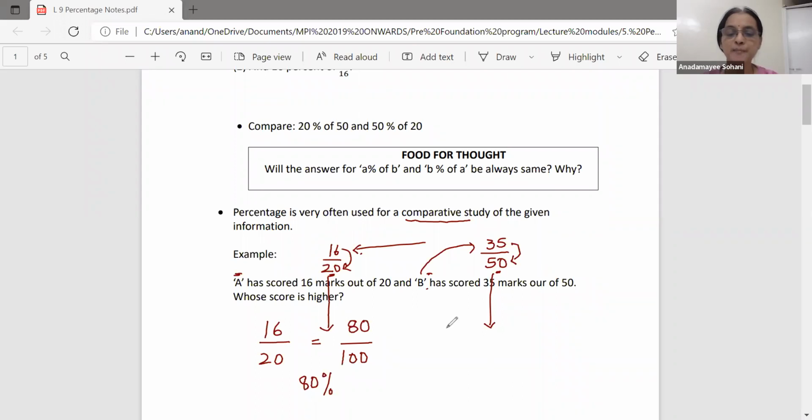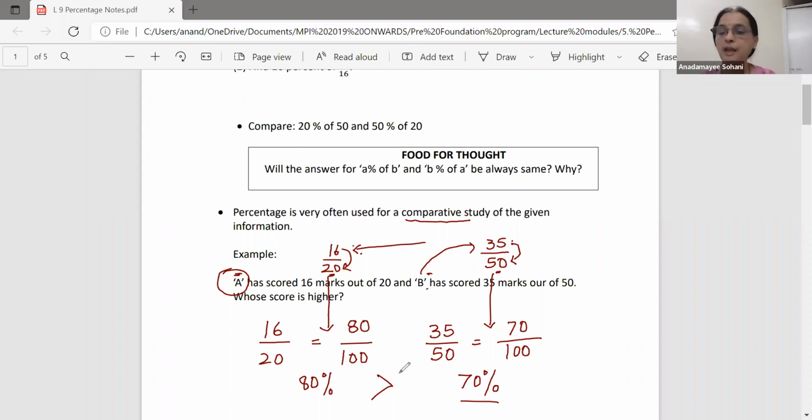And B is scoring 35 marks out of 50. So if his paper was out of 100, he would have scored double, so 35 twos are 70 marks out of 100. So B's score is 70%. So who has now scored more marks? A. Apparently, it may look like 35 is more than 16. But when we bring them down to an equal denominator, we come to know that A's score is higher than B's score.